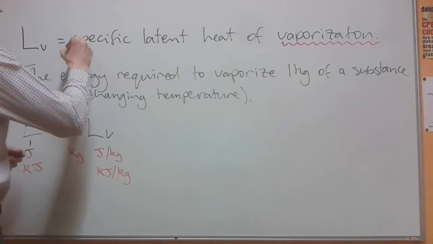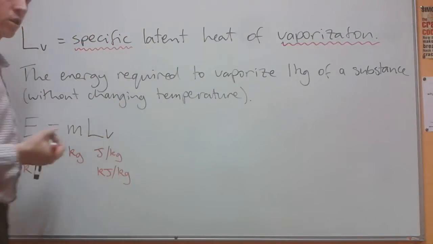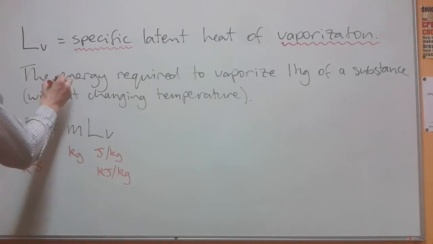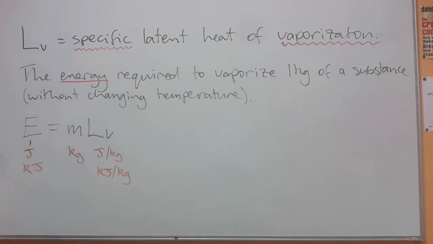And the specific part, you might recall from specific heat capacity, has to do with per kilogram or per unit mass. So it's something about vaporizing, turning from a liquid to a gas, a certain mass of substance, usually a kilogram. And what is it? Well, it's the energy required to do that. So the specific latent heat of vaporization is the energy required to vaporize 1 kilogram of a substance. That is to turn it from a liquid to a gas.